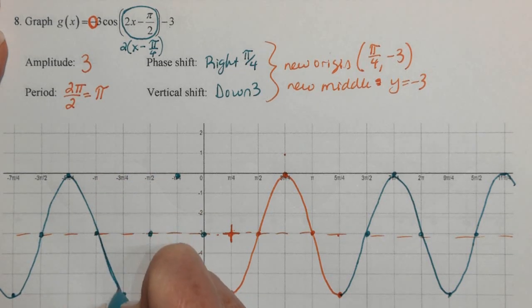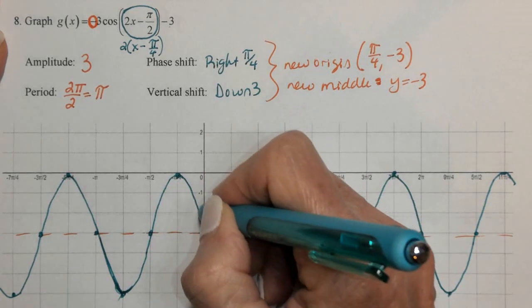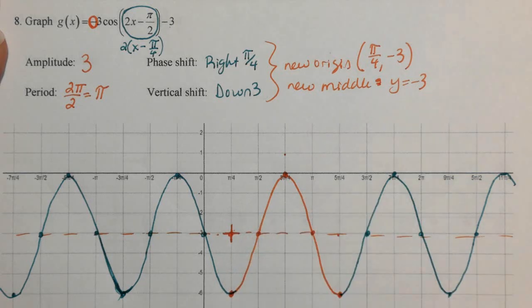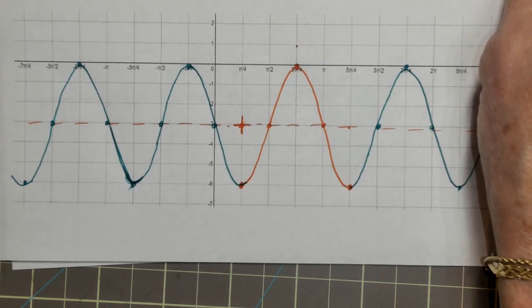Oops, made that curvy down there. There are no cusps on these graphs at all. No cusps. All smooth curves.